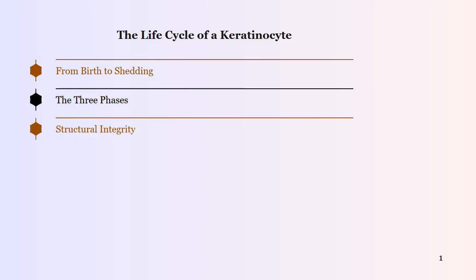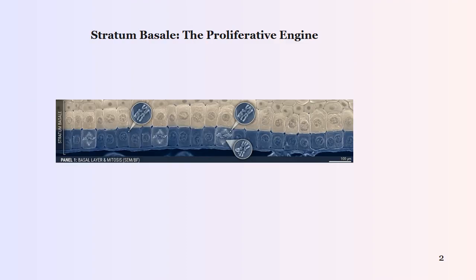The 3 phases. The cycle consists of mitosis, cell division, differentiation, morphological and chemical changes, and exfoliation, desquamation at the surface. Structural integrity. The primary goal is the creation of the stratum corneum, a bricks-and-mortar barrier where keratinocytes become tough, non-nucleated corneocytes.